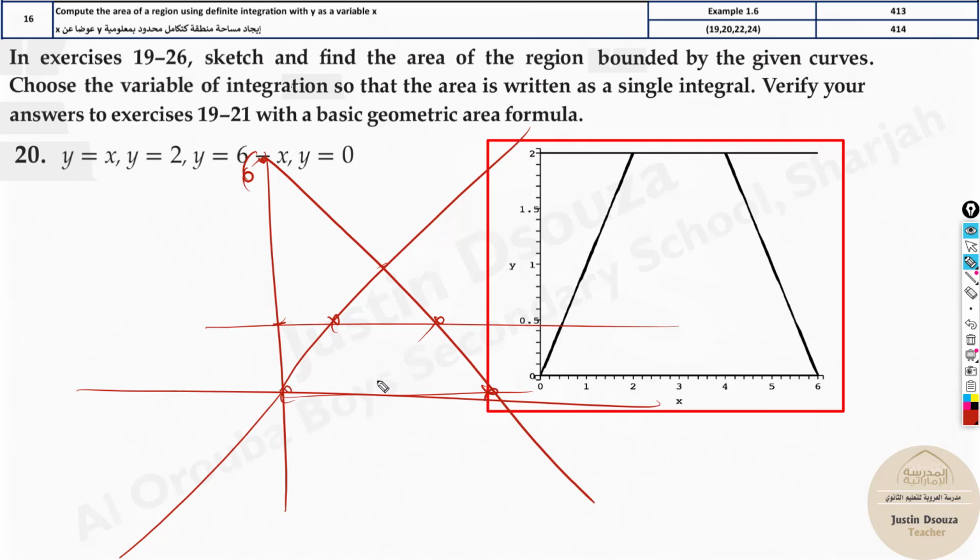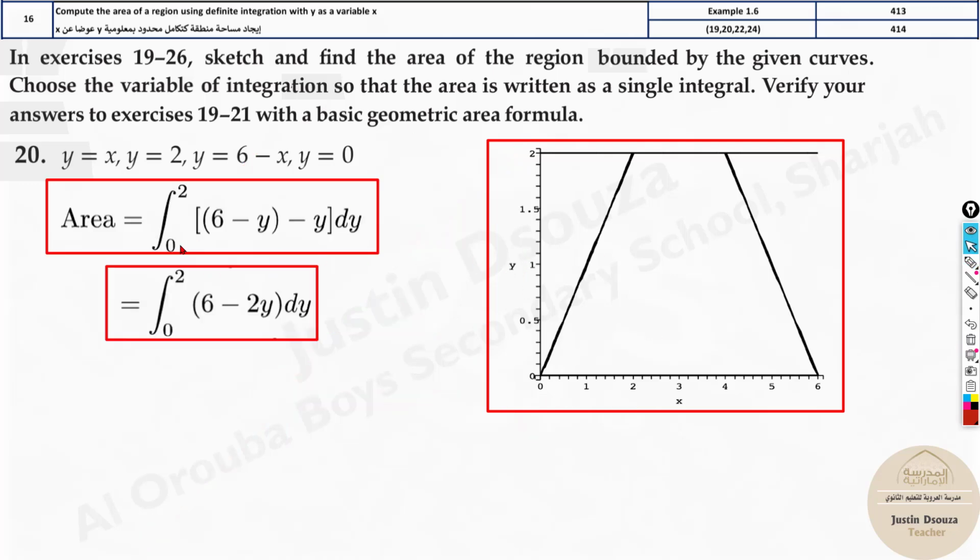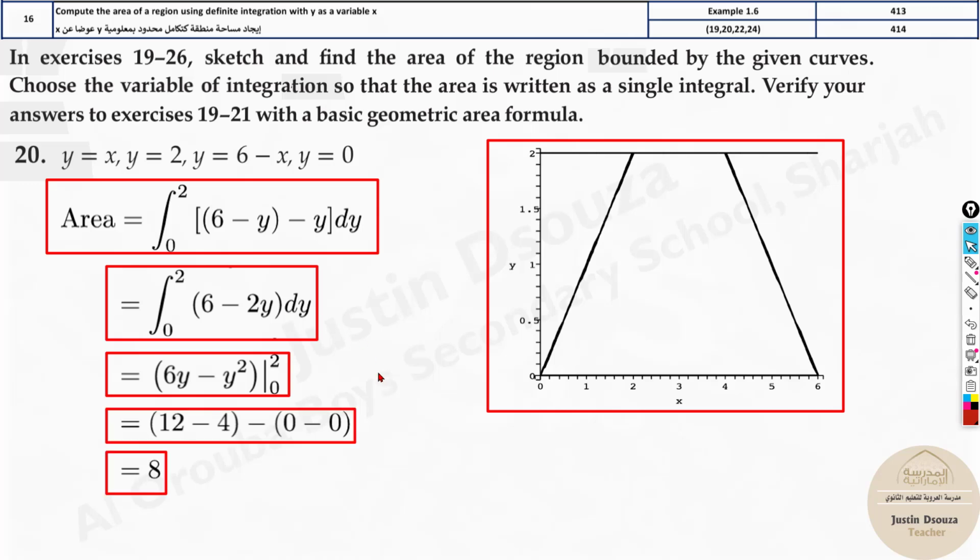Here the limits are very easy. Why? Because we know the base is at y equal to 0, and this is at 2. So the limits are 0 to 2. So we don't need to solve the intersection at all. From the figure itself, you can get 0 to 2. Substitute, solve it up. This is how we do it. Now if you're using the integration formula, you can easily solve it like this. Use the power rule. 6y, 2y squared by 2, that 2 cancels, it will be y squared, and then upper limit first, it will be 6 times 2 minus 2 squared, minus the lower limit 6 times 0 minus 0 squared. So that would be the answer.